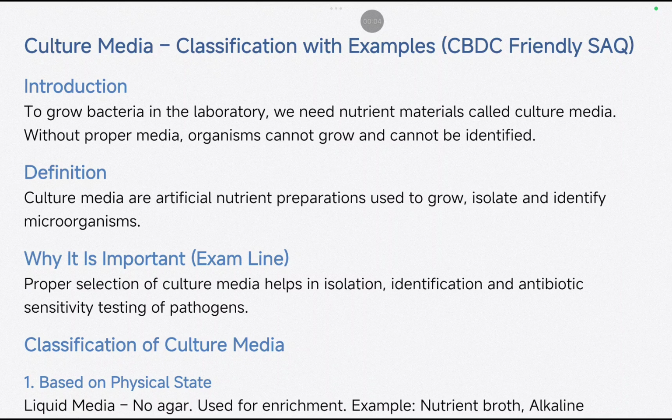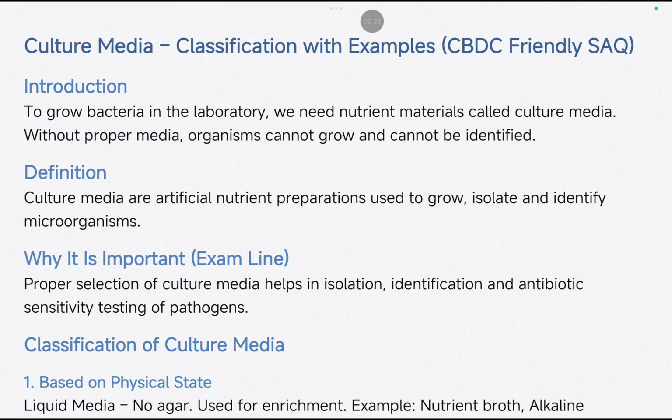Another basic question which is frequently asked is on culture media. What is culture media? Definition, classification, along with few important examples. This is a very easy question which you can master in one or two times watching the video. So let's see it. What is the introduction?